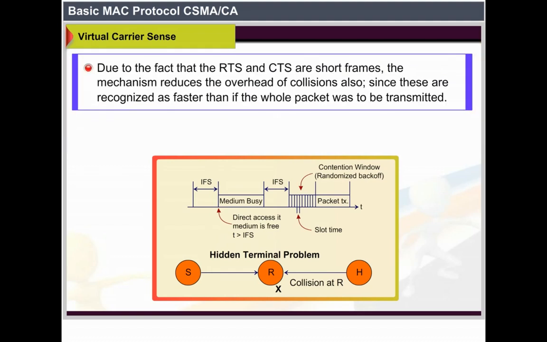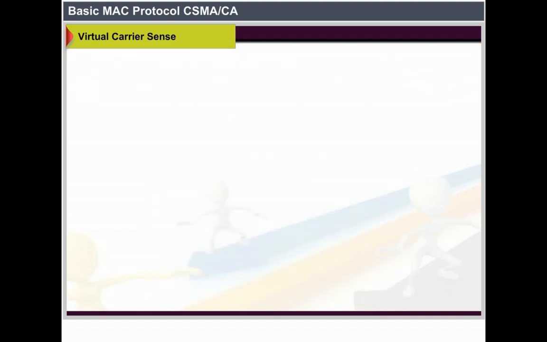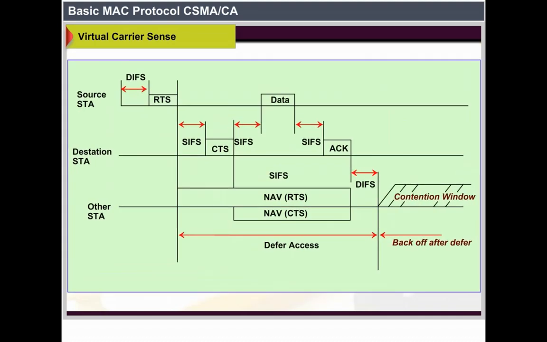It should also be noted that due to the fact that the RTS and CTS are short frames, the mechanism also reduces the overhead of collisions since these are recognized faster than if the whole packet was to be transmitted. The figure below shows a transaction between stations A and B and the NAV setting of their neighbors.